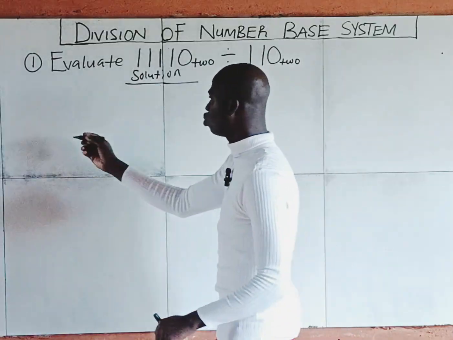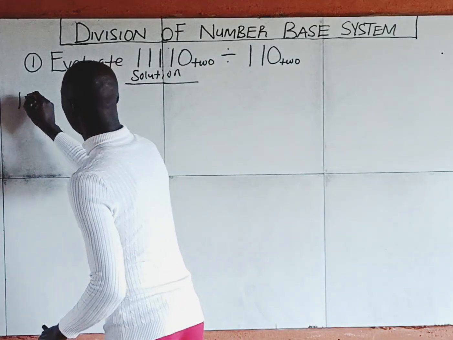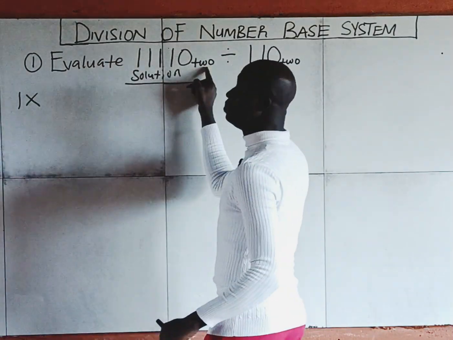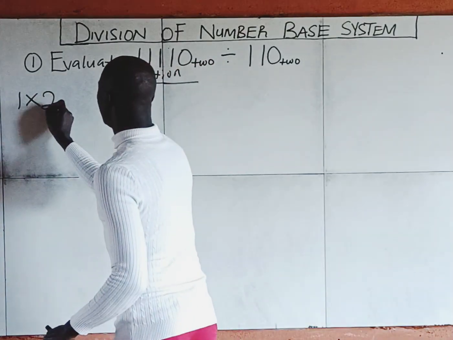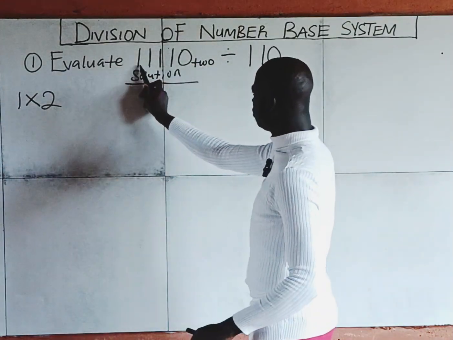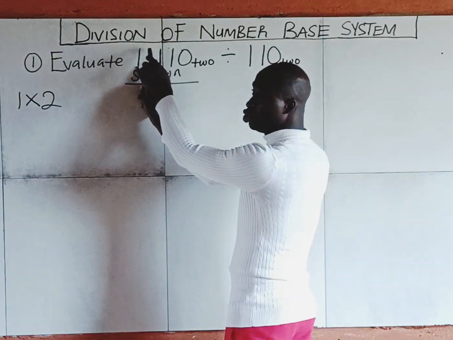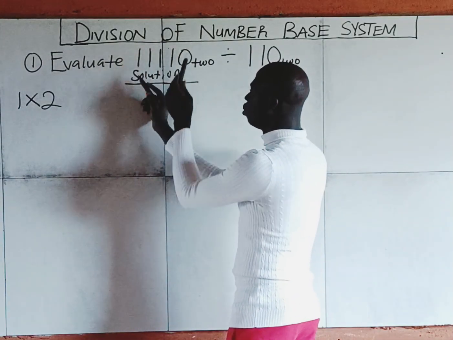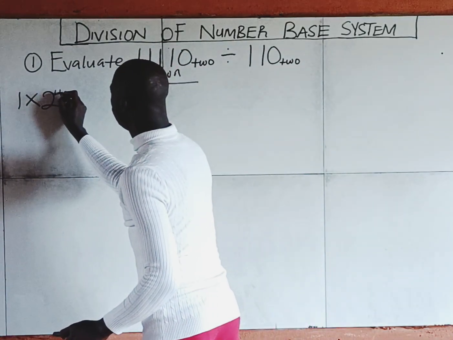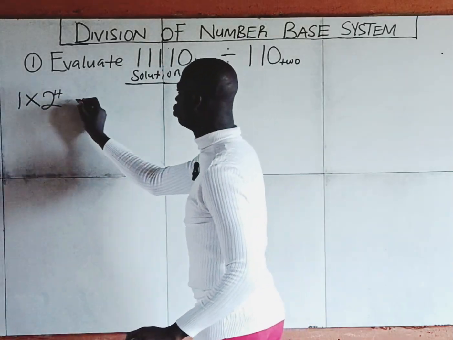The first digit here is 1. You come here and say 1 multiplied by, what is your base? Your base is 2, so I'm going to write 2. Now, after this first digit we are currently working on, how many digits do we have left? We have 1, 2, 3, 4. So you say raised to the power of what? 4. This is how it's clearly done.